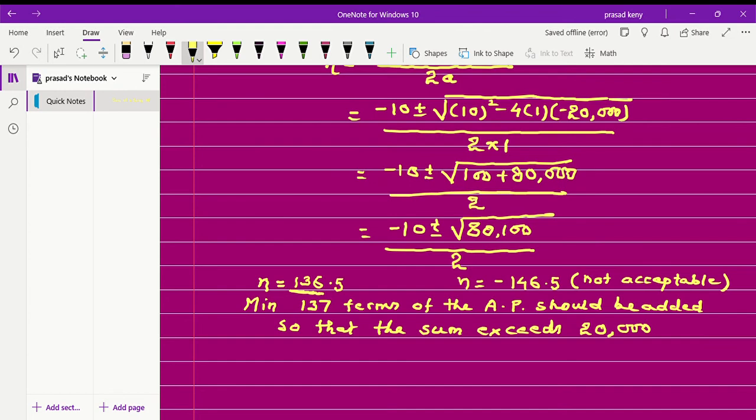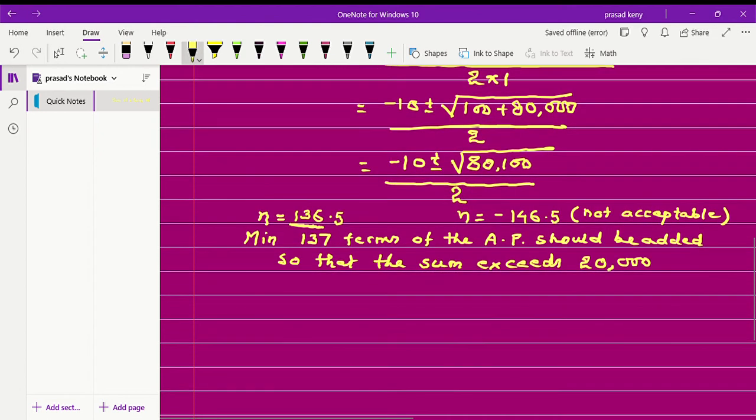So take the integer part first. So up till that integer part, for example here, up till 136 term, the sum will be less than 20,000. I want sum to exceed 20,000. So go to the next integer, 137. So minimum, I have to add 137 terms of the AP, arithmetic progression, so that the sum will exceed 20,000.